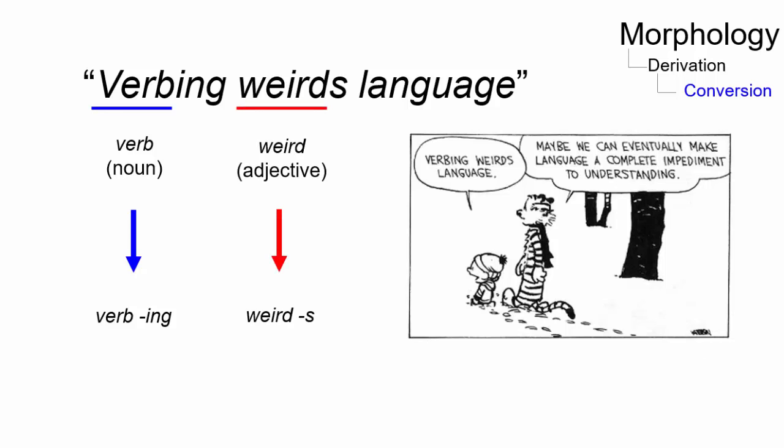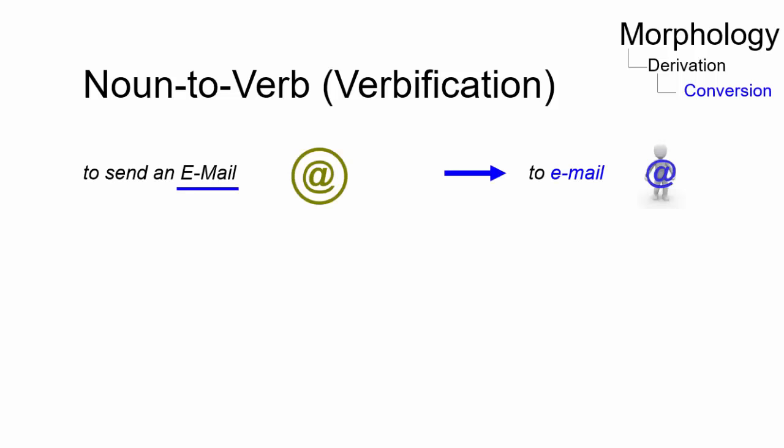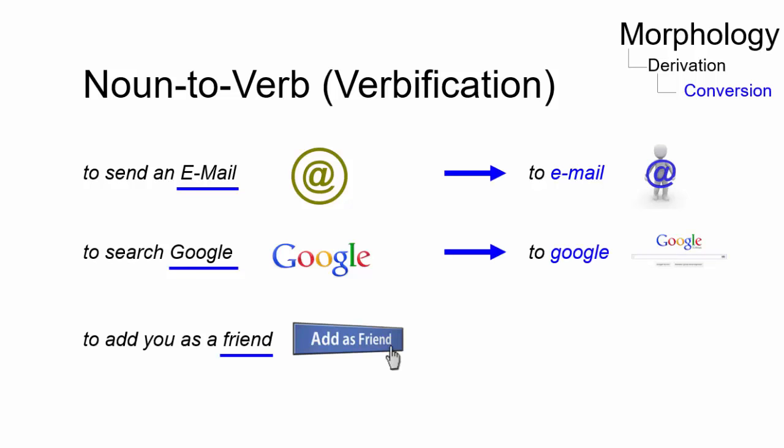The most productive conversion process in the English language is noun to verb, or verbification. Some examples are as follows. I can send someone an email, but I can also email someone. I can search Google, or I can Google something. And instead of adding you as a friend, I can friend you.